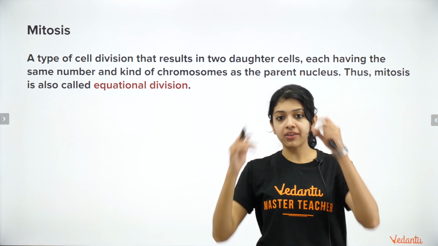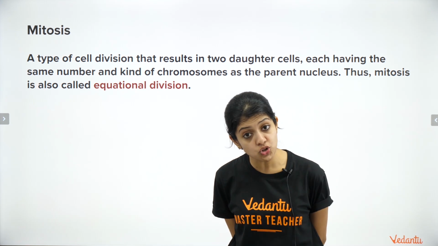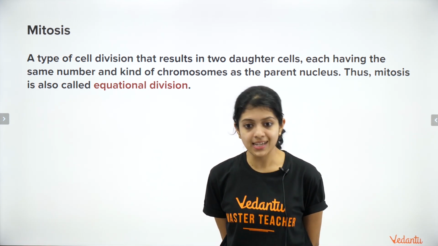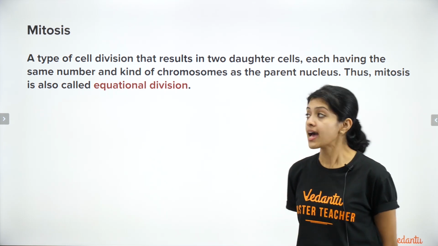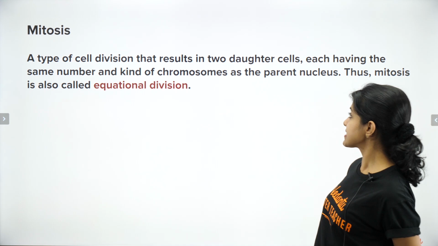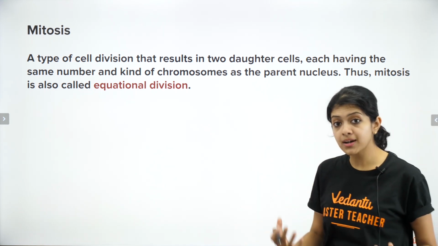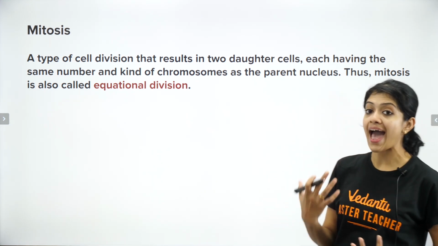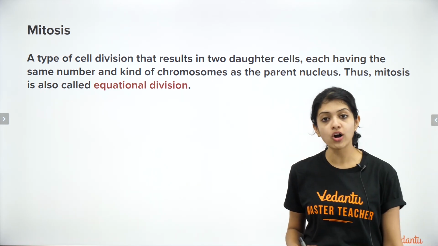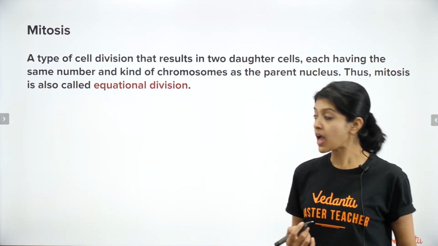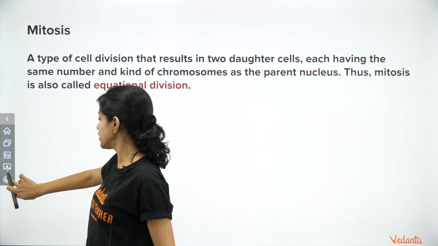Now I think we are in a position to define mitosis as a process. Now that we have understood what happens here, we can certainly define this process. We can define mitosis as a type of cell division that results in two daughter cells, each having the same number and kind of chromosomes as the parent nucleus. Thus, mitosis is also called equational division. Now, what exactly do I mean by the same number and kind of chromosomes?